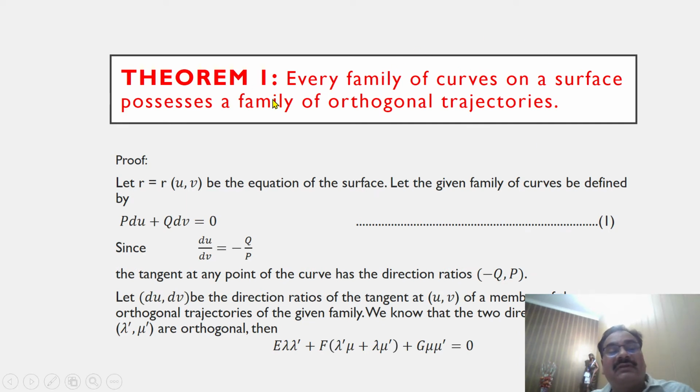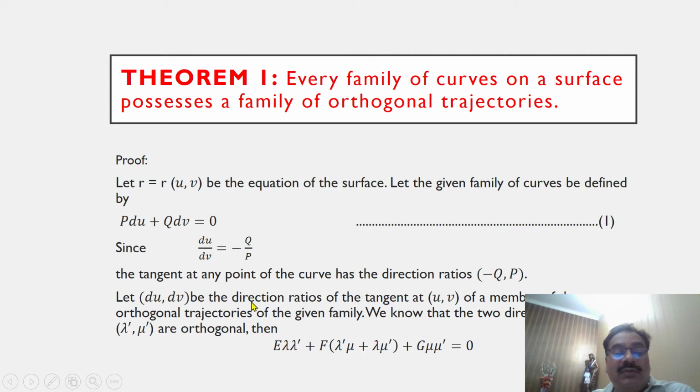The first theorem in this context is that every family of curves on a surface has a family of orthogonal trajectories. How can we establish this fact? For that purpose, let us consider r = r(u,v) as the equation of the surface. Let the given family of curves be defined by P du + Q dv = 0, equation number 1. Since du/dv = -Q/P, the tangent at any point of the curve has the direction ratio -Q, P.